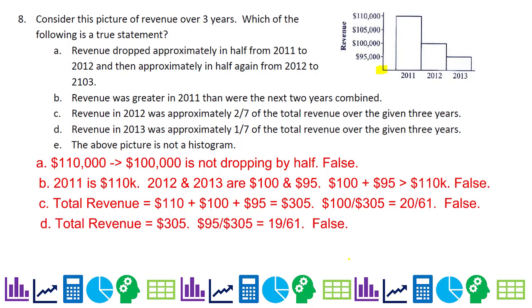Then let's say 2018 revenue was 1/7, which is more like 14%. And if I take the revenue in 2013, which was 95,000, and divide by 305, I get 19 divided by 61, which is also false.